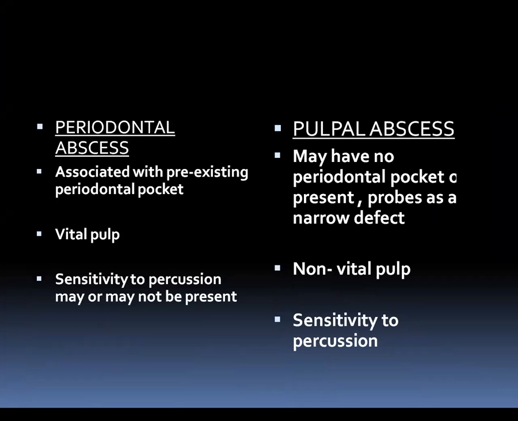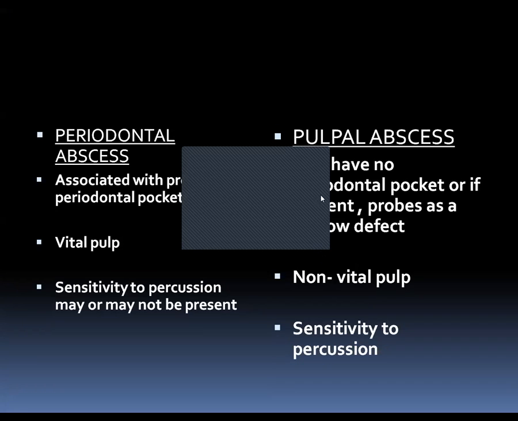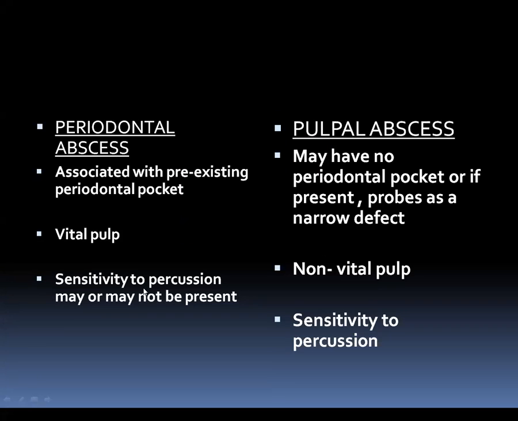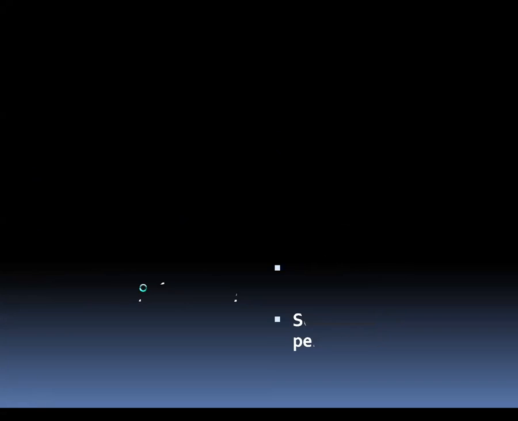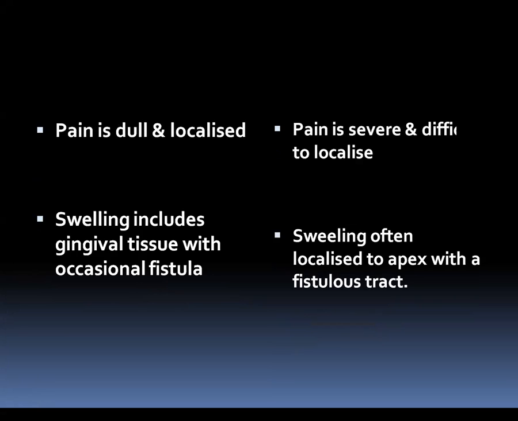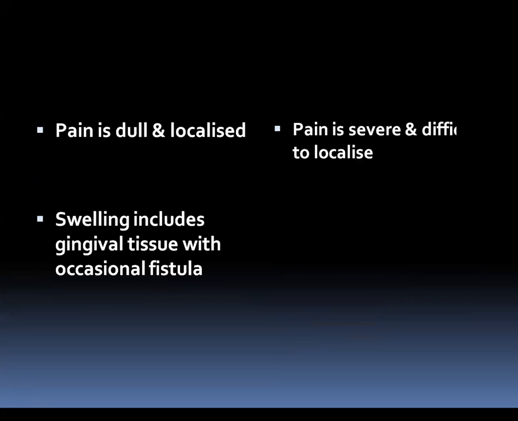The periodontal abscess is associated with a pre-existing periodontal pocket. The pulp is vital. Sensitivity to palpation may or may not be present. Pain is dull and localized, and swelling includes the gingival tissue with an occasional fistula.